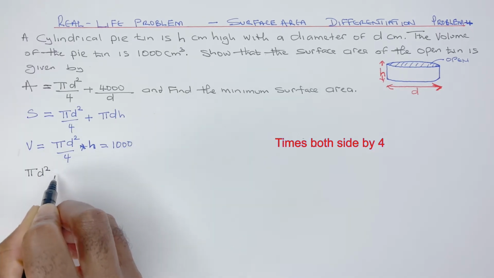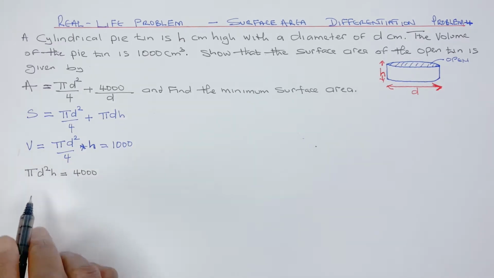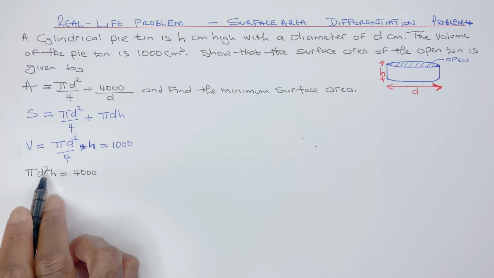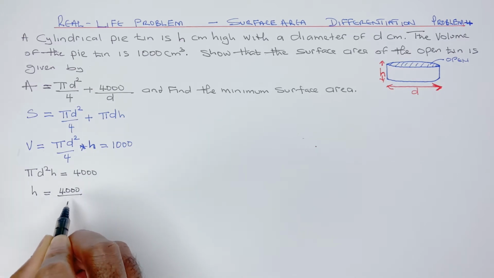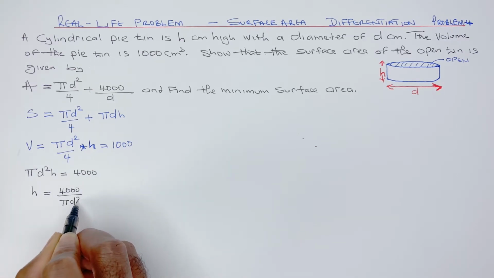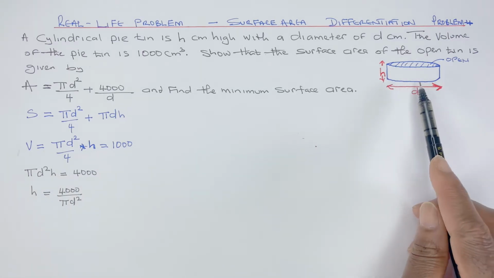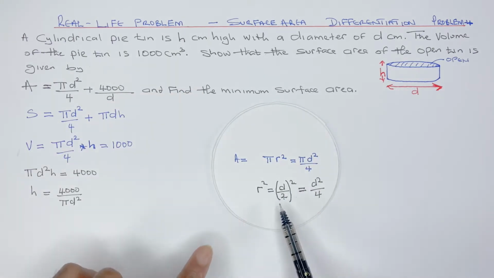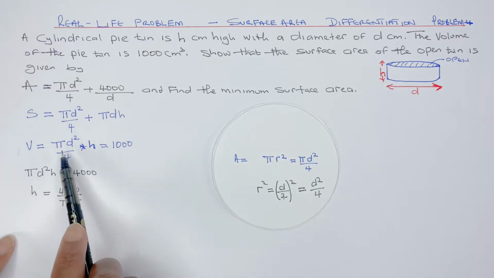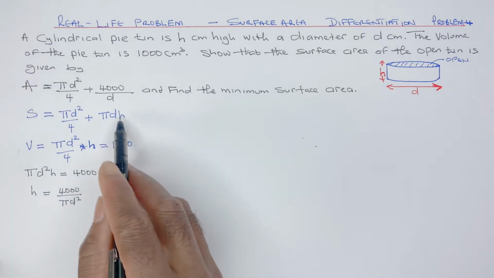Pi d squared h equals 4000. And we need to divide both sides by pi d squared. h equals 4000 over pi d squared. So that's from the volume. Volume is going to be the area of the base, which is circular, times the height. So the area of the base is pi d squared over 4 times h. Then rearranging it, making h the subject, we got that. So what I'm going to do is place h into there.